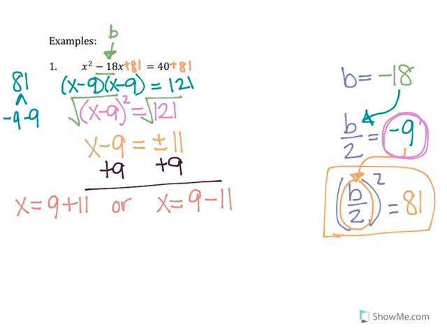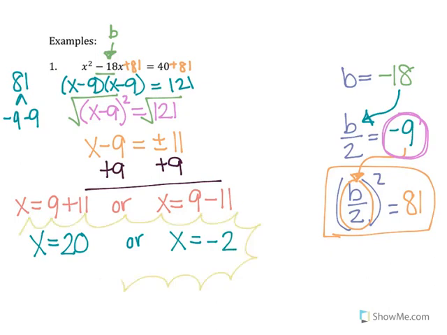Now when you simplify this, 9 plus 11 would give you an x equals 20 answer, or the other option, 9 minus 11 would give you an answer of x equals -2. And thus we have our final answers of what our roots are. So this specific parabola will cross the x-axis at -2 and +20. Obviously this is just a really messy sketch, but you get the idea.